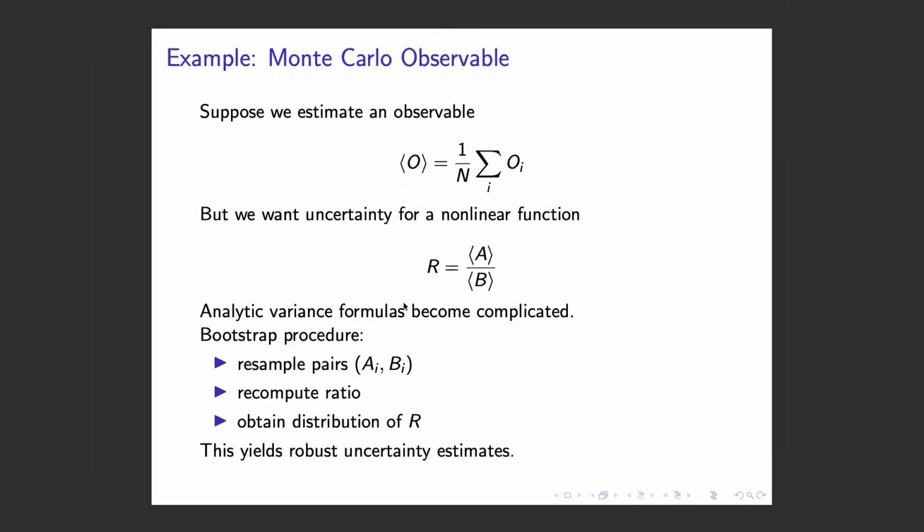And if we look at the calculations which we are doing in Monte Carlo calculations, this is the mean value which we would typically evaluate. But we also want an uncertainty for a nonlinear function, which could be an expectation value divided by another expectation value. The analytic variance formulas become pretty complicated. In the bootstrap procedure, you simply resample these two quantities, you recompute the ratio, and you obtain a distribution of R. If you look at the variance, this is not given by a ratio, but it's given by the expectation value of x squared minus the expectation value of the mean squared.